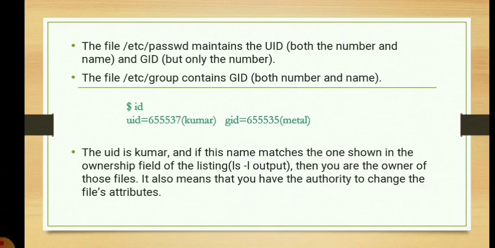You can see in the slide that we have used the id command. Here the UID is Kumar, and if this matches the third column of the file listing, then you are the owner of the file. Similarly, here the GID is metal, and if this matches the fourth column of the file listing, then you are the group owner.